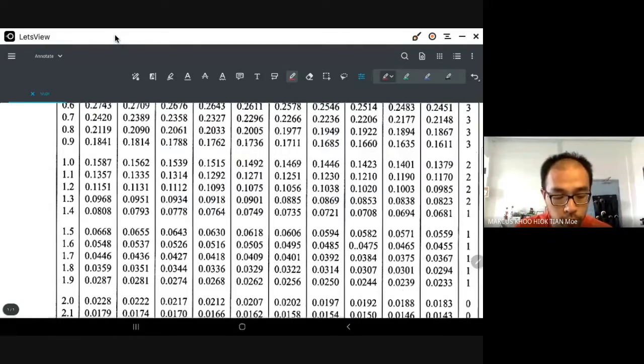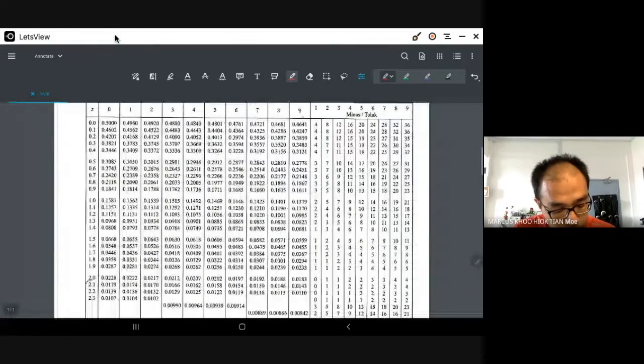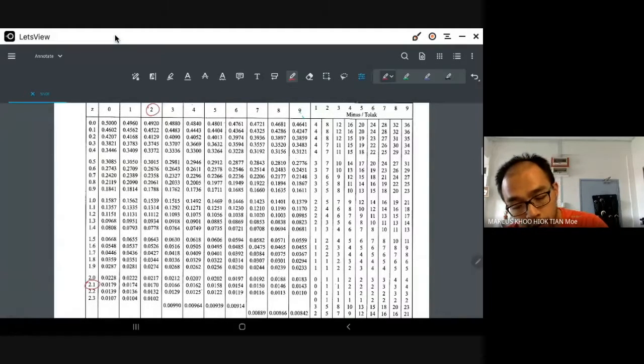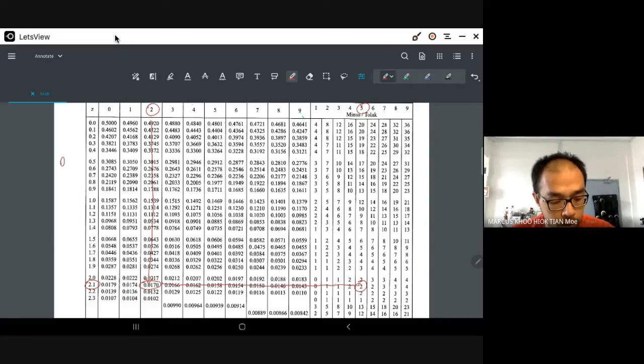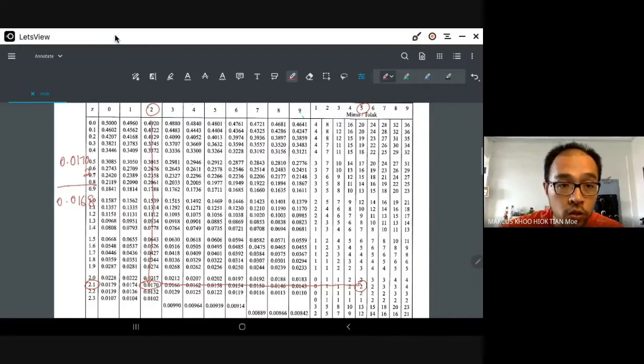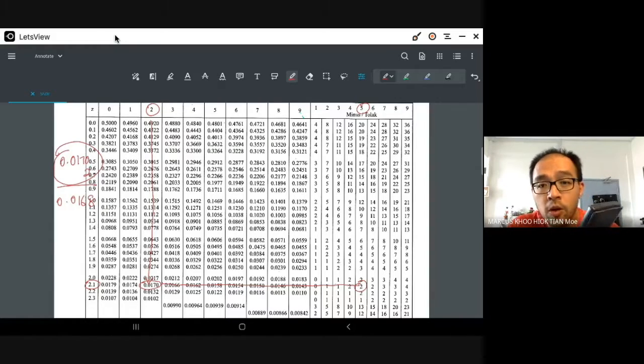Look for 2.1. We look for 2.1 here. 0.0170. Then the 5 we subtract with 2. So that means 0.0170 minus 2 in the last digit, we will get 0.0168. Guys, let me remind you, you cannot type this in the calculator. This one just use logic. 170 minus 2. Don't go and type in here 0.0170 minus 2.